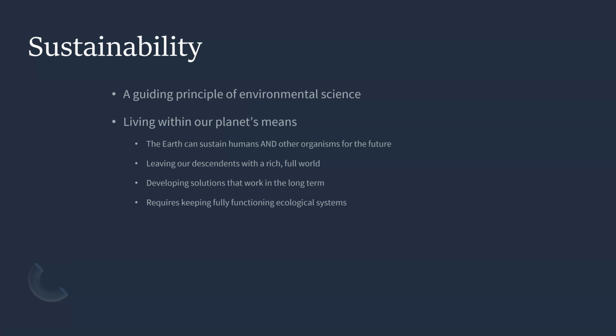So the Earth can sustain humans and other organisms for the future. We want to leave our descendants with a rich, full world, and we want to develop solutions that work long term, but this requires keeping fully functional ecosystems. So we can't deplete our ecosystems and let them diminish. So we have to protect ecosystems, we have to restore our groundwater, we have to deforest less and deforest correctly. So deforesting, cleaning up forests is important for ecosystems. But we don't want to completely leave bare land.